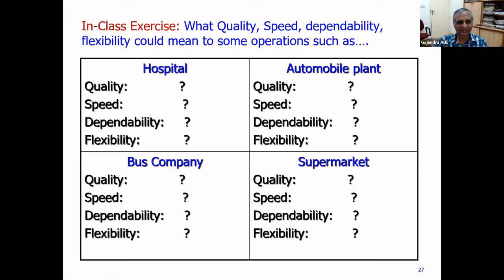All right, so let's take an example just to reinforce these ideas. So I want to hear from you. In a hospital, give me an example of quality, speed, dependability. One example which you say is quality. What is the meaning of quality to a hospital?